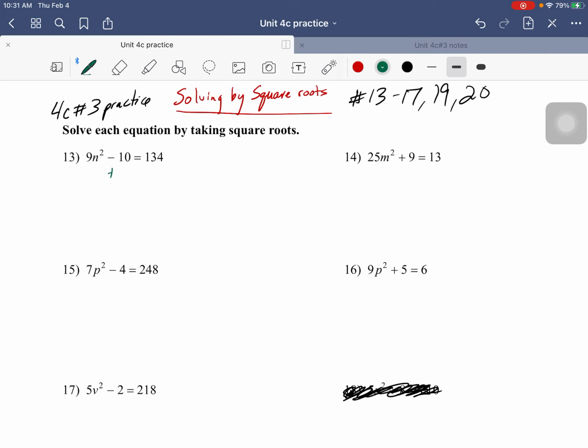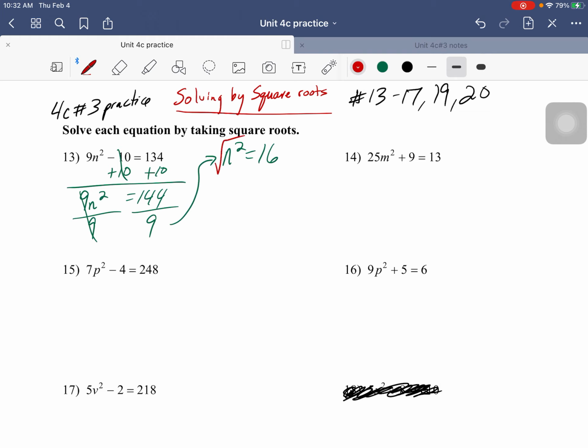So let's get started. Number 13, the first step is to add 10. And that's 144. Then you divide by 9. 144 divided by 9, let's see if that actually simplifies down. I believe it does. 144 divided by 9 is 16. I'm going to carry this up top here. So we have 9 squared equals 16.